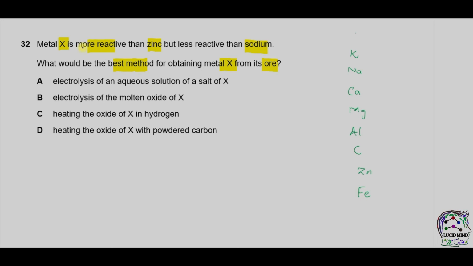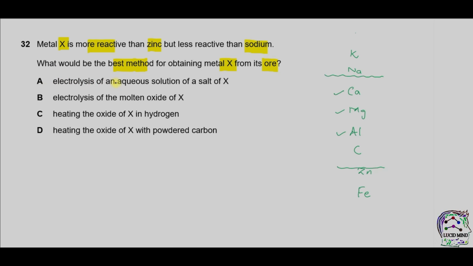So it says metal X is more reactive than zinc. It means it is above zinc, and less reactive than sodium, so it should be below sodium. So metal X could be calcium, magnesium, or aluminum.